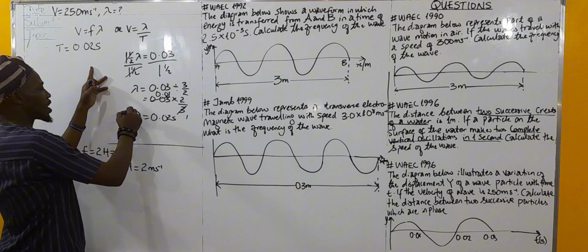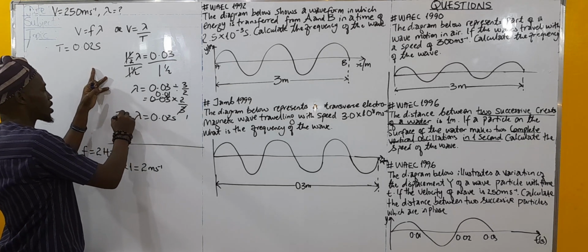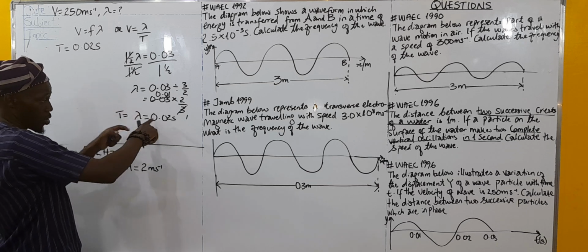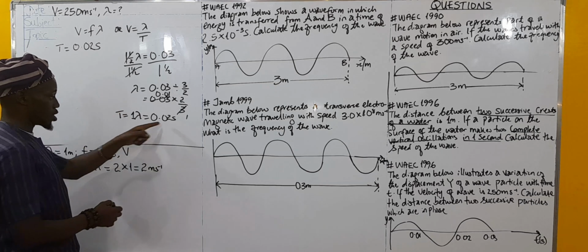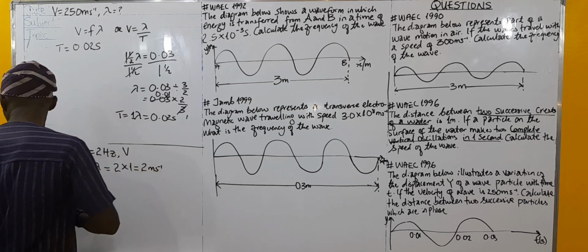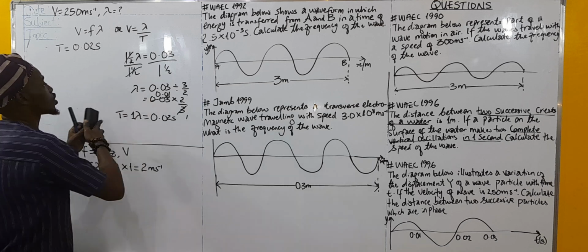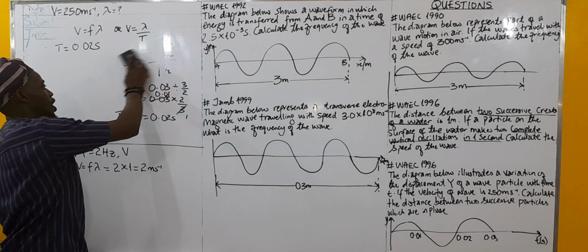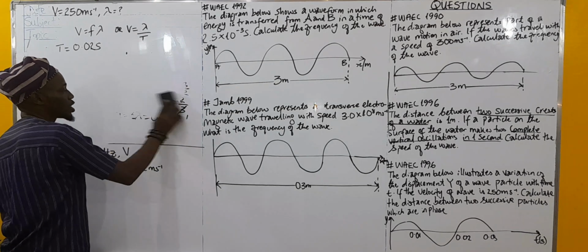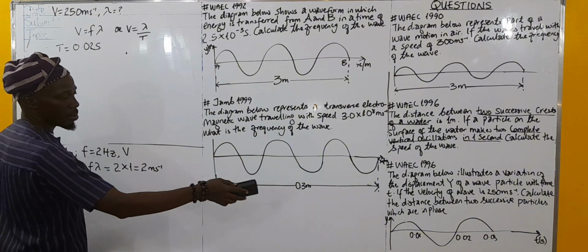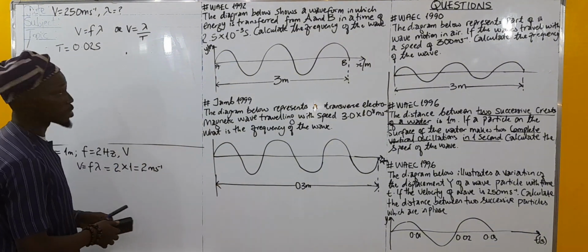So it's the same thing. The time taken to cover one wavelength is 0.02. I would prefer that you know this method, yes. But if you see a question like this, straightforward, just know that the answer is 0.02.